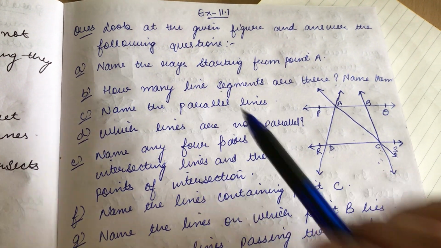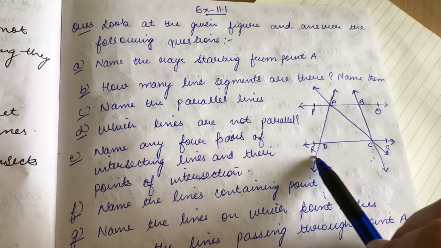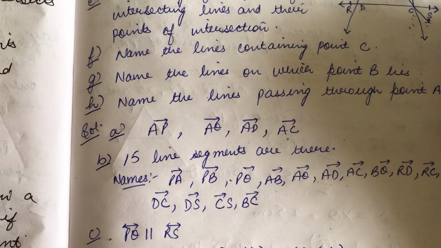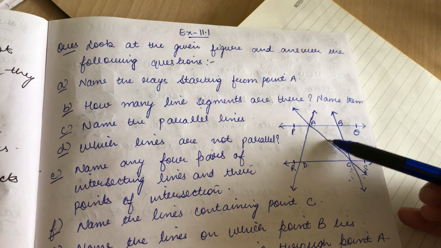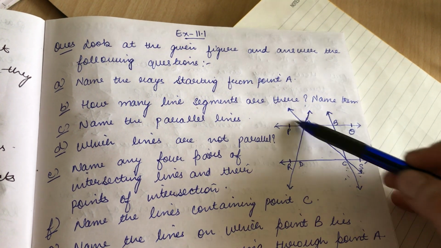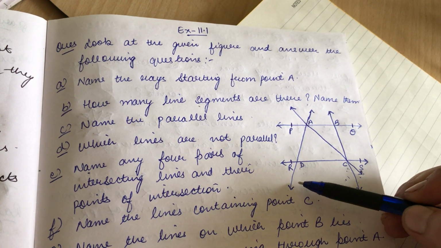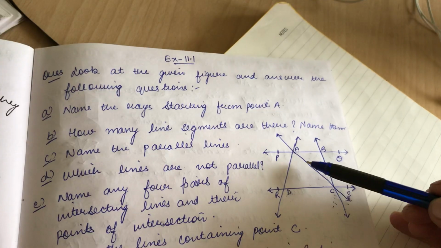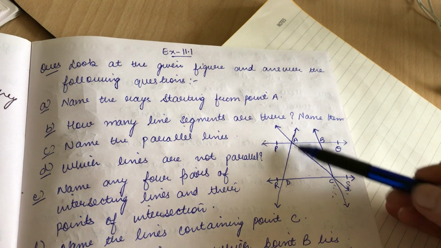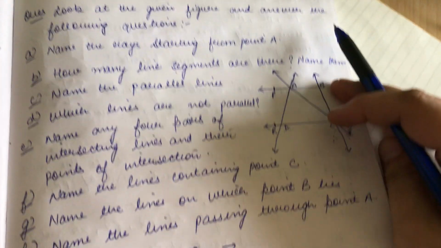C part, name the parallel lines. Clearly these two lines are parallel. So PQ is parallel to RS. Next, which lines are not parallel? Clearly these two lines are not parallel. So we will write the pairs. Now AD and BC, this is the first pair which is not parallel. Next is AD and AC. Then BC and AC, these two lines are not parallel.